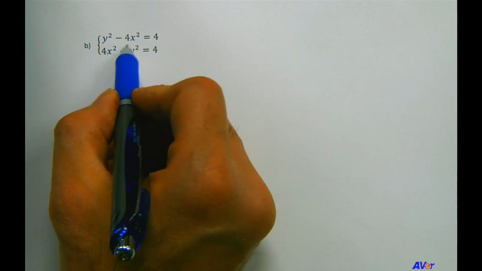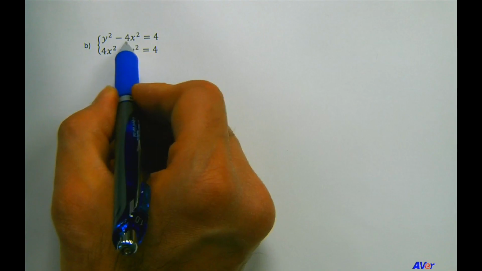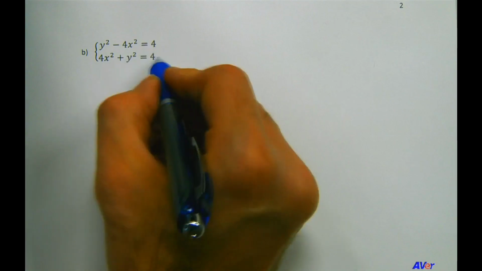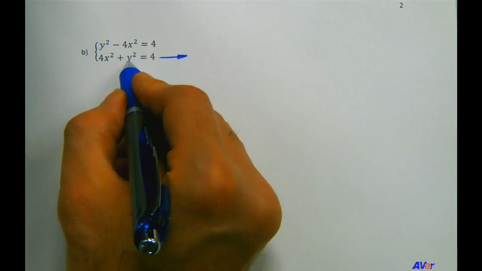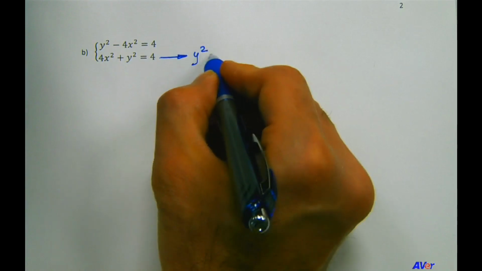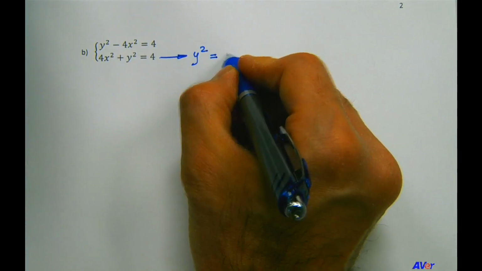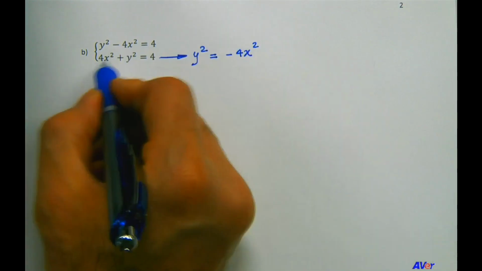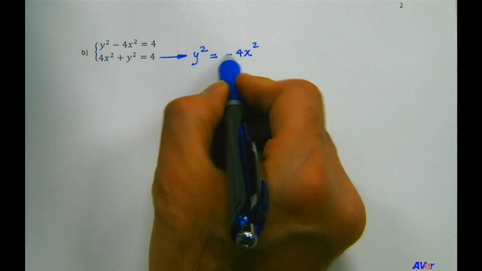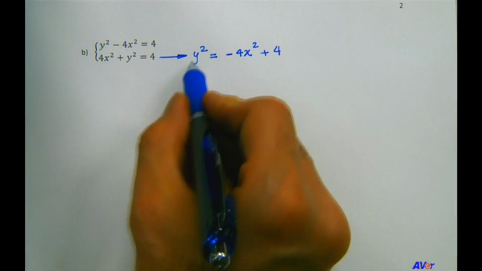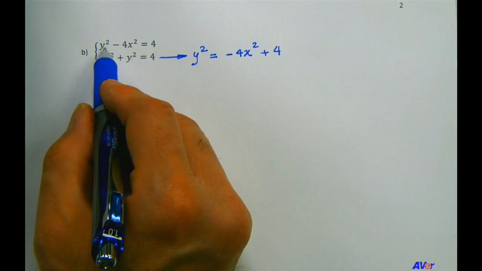Here we can use this one, or we can use this one actually. Let's use the bottom equation, that one, to solve for y squared. So y squared is equal to, move the 4x squared to the other side. So we have minus 4x squared, right? When we move 4x squared from left to the right, it changes algebraic sign to its opposite. It was positive, now it's negative, plus 4, which was already on that side, right? So y squared is equal to that. Now let's substitute for y squared in the top equation.